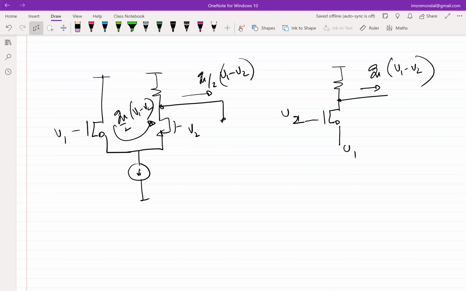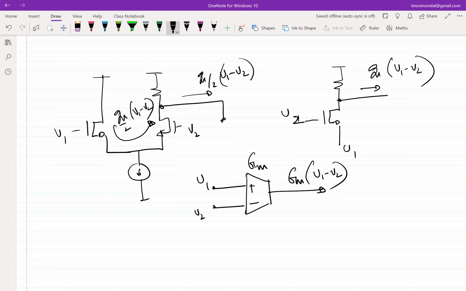There is a notation that is used to identify a differential amplifier, and the notation is this. If this has some equivalent transconductance gm, the current that it will spit out will be gm times (V1 minus V2), right? So this is a very popular way of symbolizing a differential amplifier. And by the way, what is the output impedance of this differential amplifier?